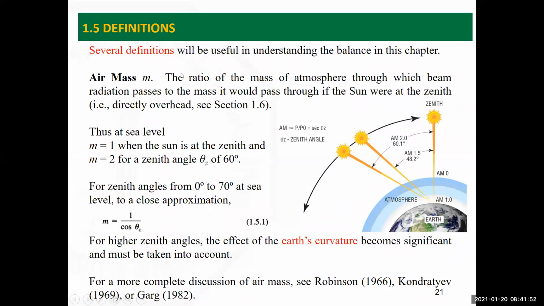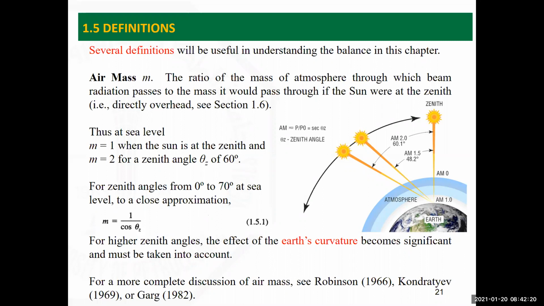We also talked about the air mass, which is representative of the ratio of the mass of the atmosphere through which the beam radiation passes to the mass that it would pass if the sun were at the zenith angle. When we come to this point here, we are talking about the shortest path where radiation takes place as it's going from the sun to the earth.